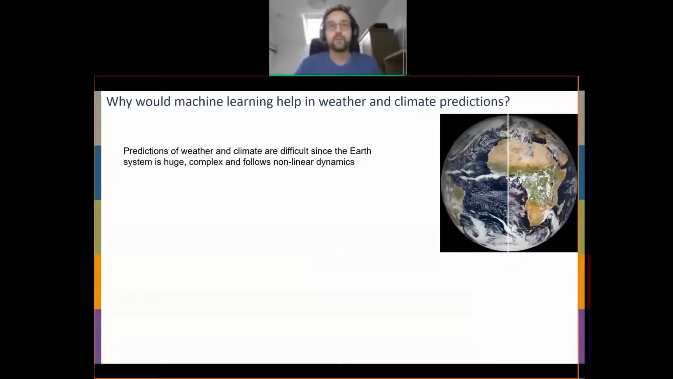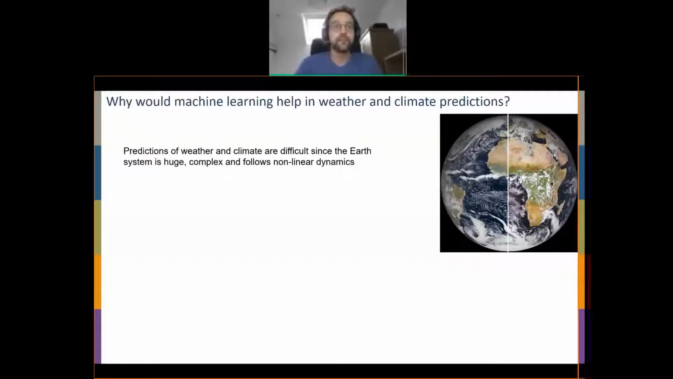So why would we want to work with machine learning in weather and climate predictions? Basically, predictions of weather and climate are difficult because the Earth is quite big, which means that we need big supercomputers and are still not able to represent all of the features that are actually of interest. The Earth system is complex, and the different components of the Earth system follow nonlinear dynamics.